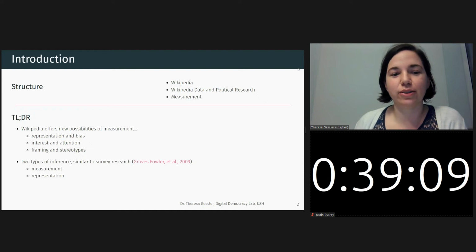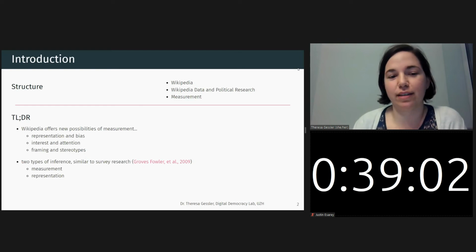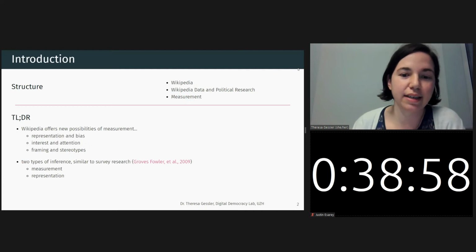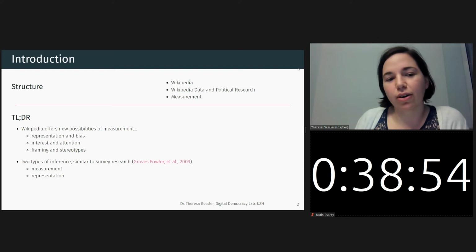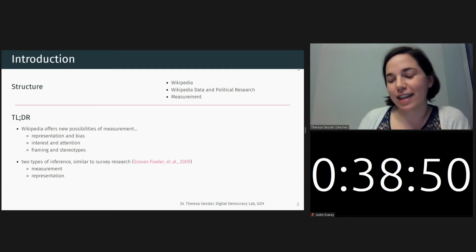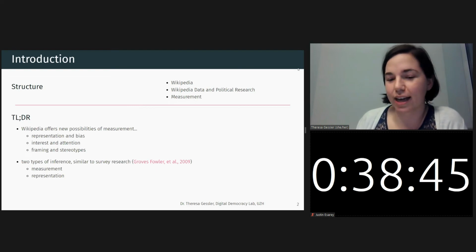And I'm trying to guide you through how we can make two types of inferences, similar to how we think about making inferences from survey data and based on the total survey error framework. On the one hand, it's about measurement and how we measure phenomena from this data, but also about representation. How can we make inferences to a larger population?